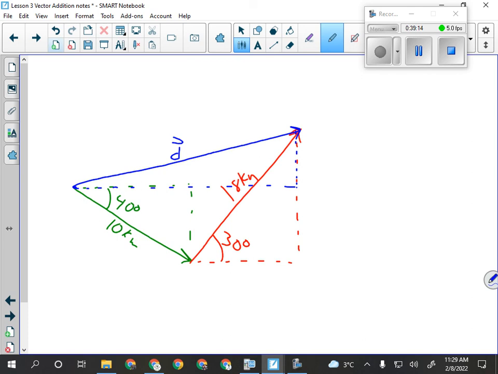Now, how do I go about getting it? Since I know the magnitude and direction of the two vectors that contribute to this, could I figure out how far east and south the green vector goes, and how far east and north the red vector goes? What would I use to find out the sides of those triangles?